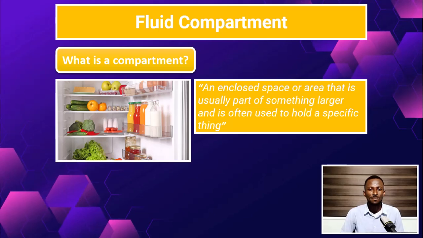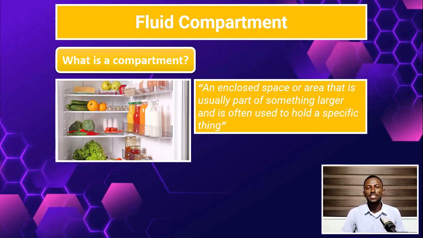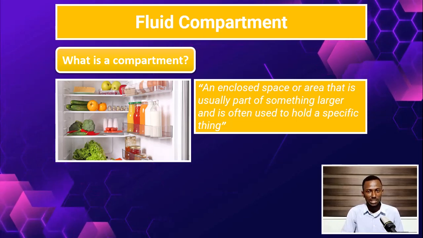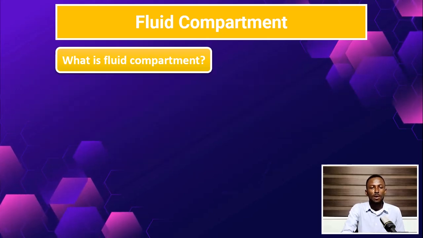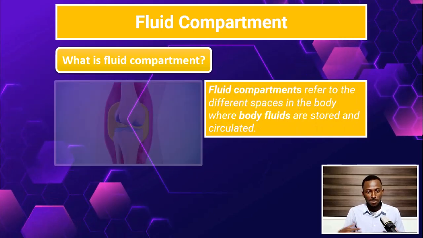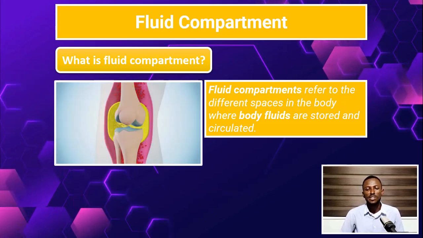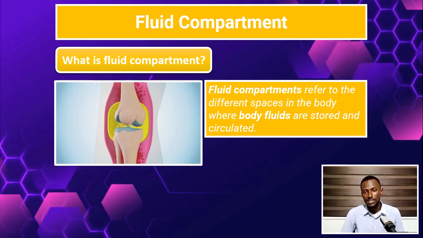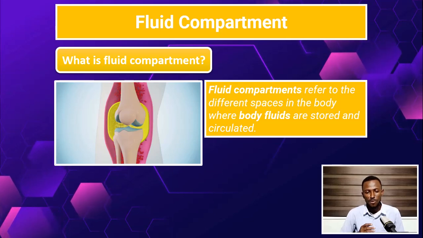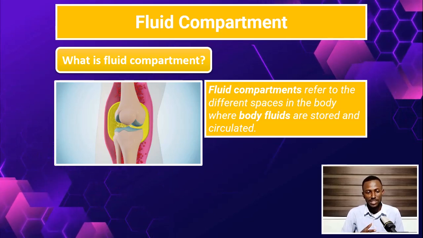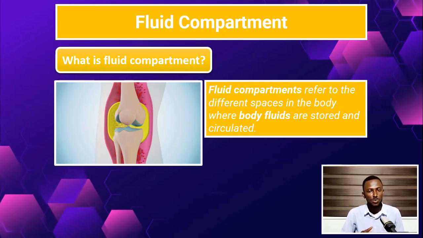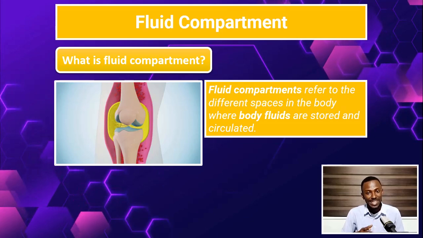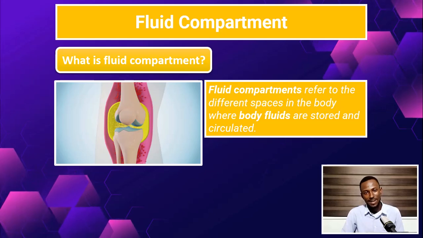The human body too is something large, and within the human body we have spaces or areas for storing body fluids. So what exactly is fluid compartment? In terms of humans or living things, fluid compartment refers to different spaces in the body where body fluids are stored and circulated. So for the animation on the screen, that is a joint. And at this joint, we have fluids that are stored in this space.